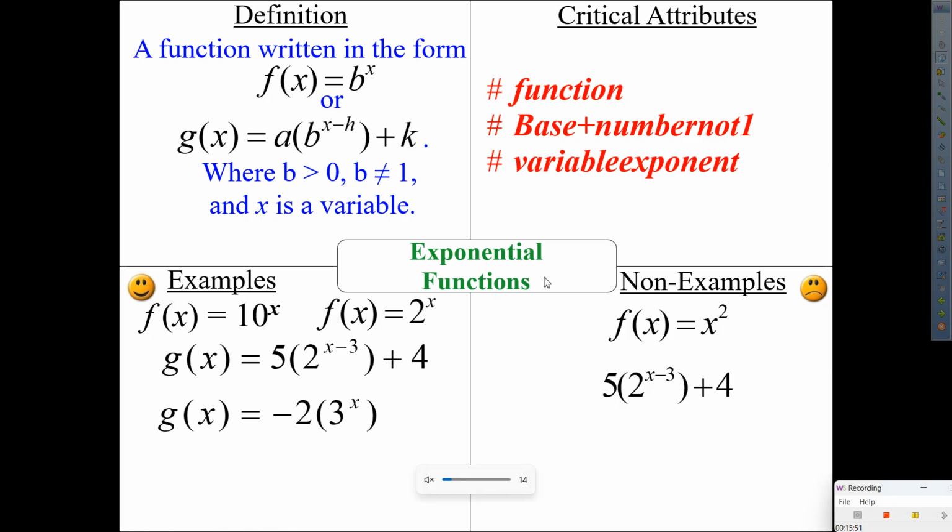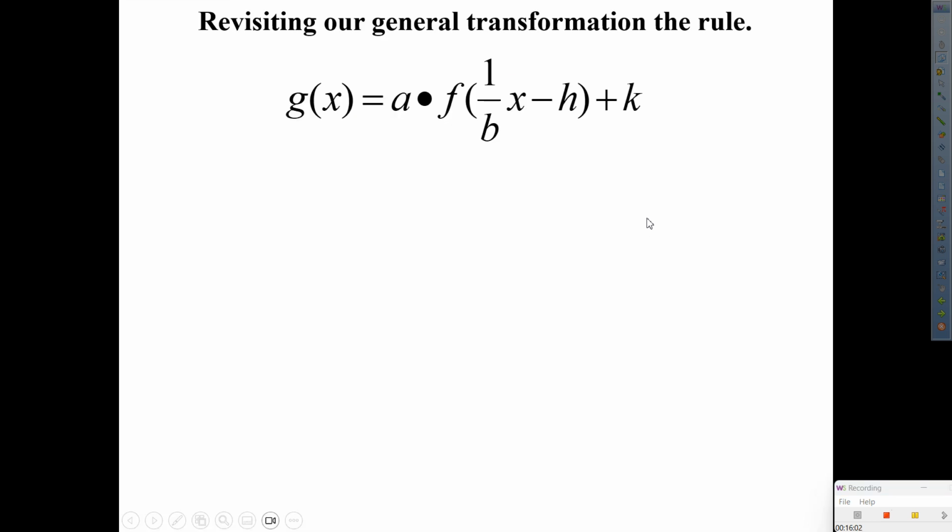All right. So, with that said, we good on exponential functions, what they are, yes? Lisa, we good? Yeah? All right. So, look up, please. Here's our general rule. Look up to the screen. Don't copy that. Revisiting our general rule. Tell your neighbor what k does to the entire function. Moves it in which direction? Renzo, k moves it in which direction? Up and down, that is correct.